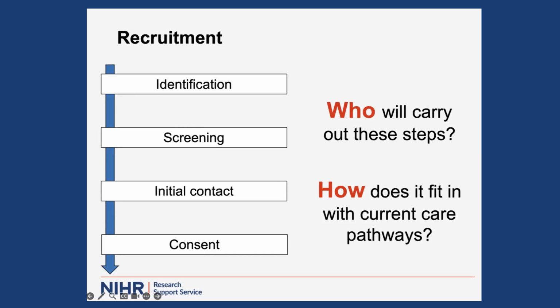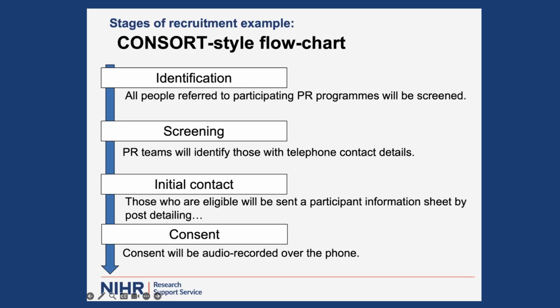So it can be helpful to lay this out, and it's really helpful as researchers to think through this. It really is helpful to have these kind of frameworks, because it helps us to be really practical about the research we're trying to deliver. So we're going to identify them, all the people referred to participating programs. So that's just a referral list. Who's going to screen them? Well, actually, it's going to be the pulmonary rehab people who will do those screening and identify the telephone contact details. What's the initial contact? It's going to be a participant information sheet, and that's going to be sent by post. And who's going to do the consent? The consent will be audio recorded over the phone by a member of the research team.